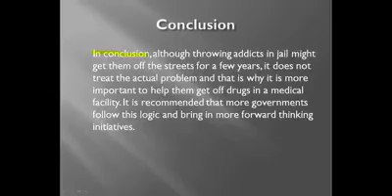So "in conclusion" tells the examiner I'm going to start my conclusion, and we use the word "although" to indicate that we're going to discuss the viewpoint that we don't agree with. "Throwing addicts in jail might get them off the streets for a few years." So this is the opposite opinion, the opinion that we don't agree with. And then we're going to state our opinion and outline our main reasons. And then we can use a recommendation if we need to, but you don't really need to include a recommendation unless you are not sure that you are over 250 words.